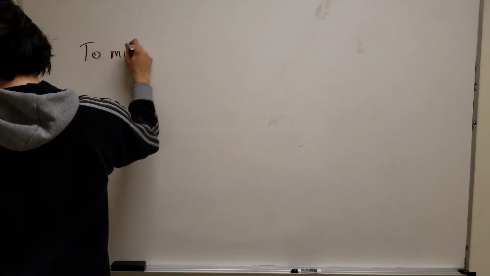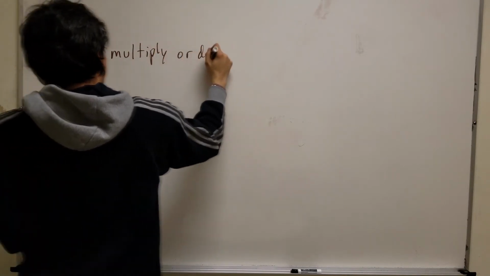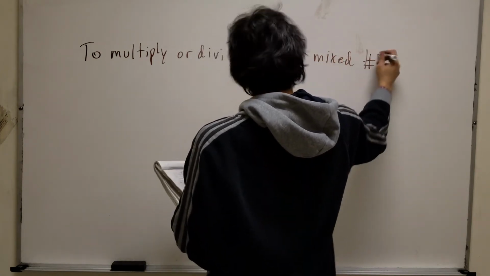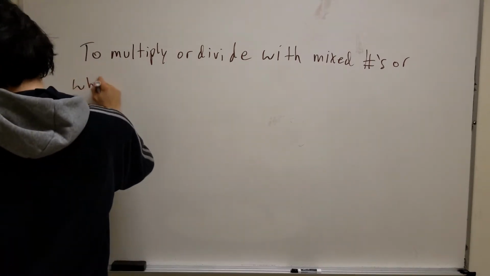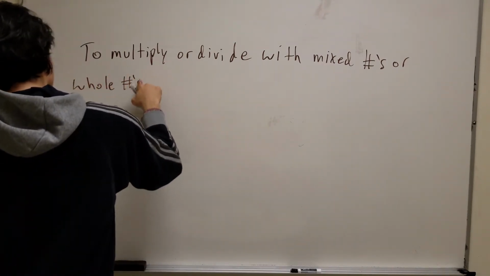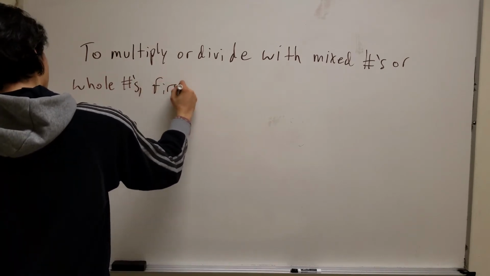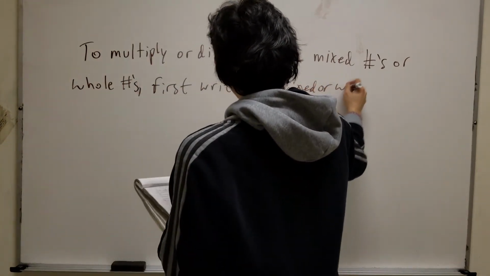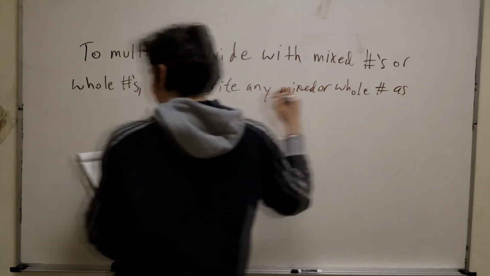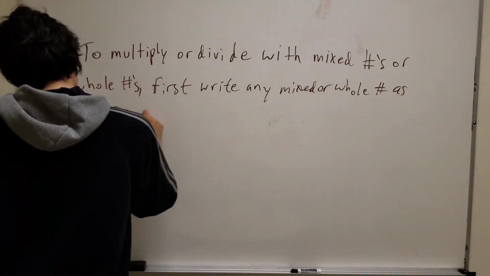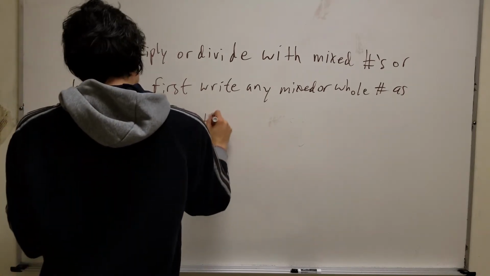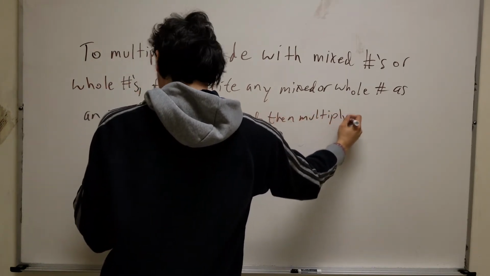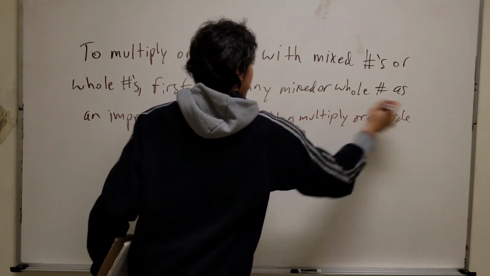So to multiply or divide with mixed numbers or whole numbers, you have to first write any mixed or whole number as an improper fraction, and then multiply or divide as usual.